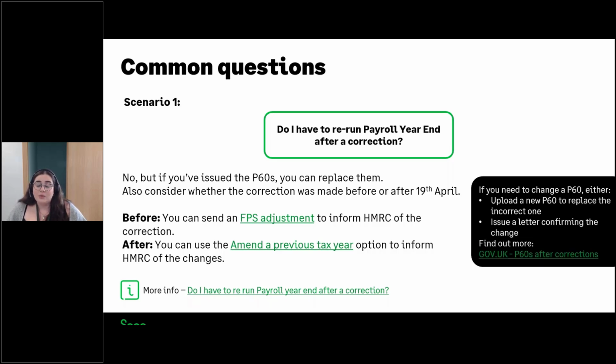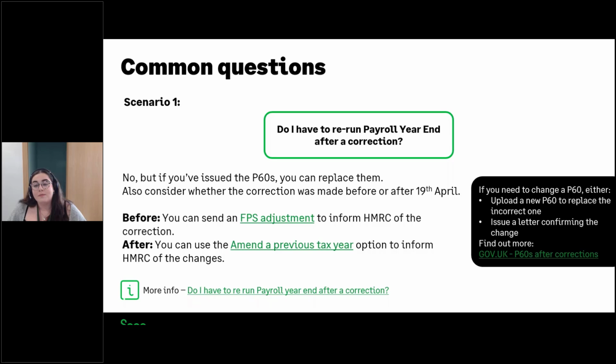Something else to consider though are the employees' P60s. In most cases, you will have already issued these, but if you haven't, just issue those when you're ready, and they'll of course include those corrections that you've made. But if you have already given the P60s, whoever you made changes to will now have an incorrect P60. So you can replace the P60s.